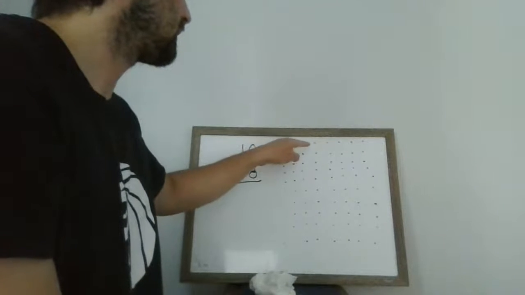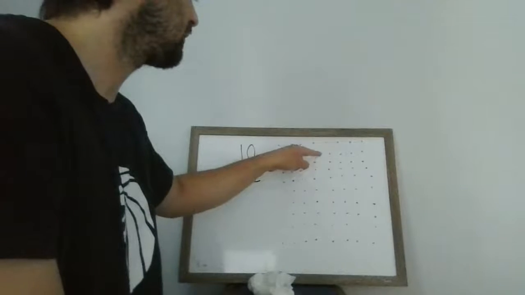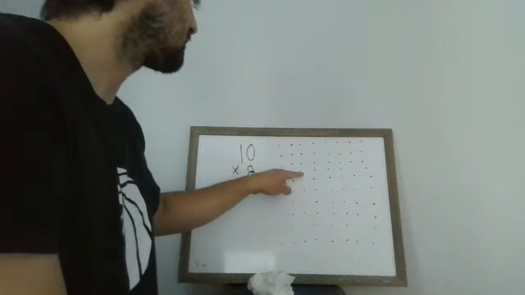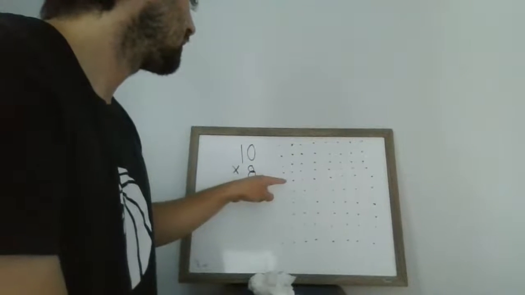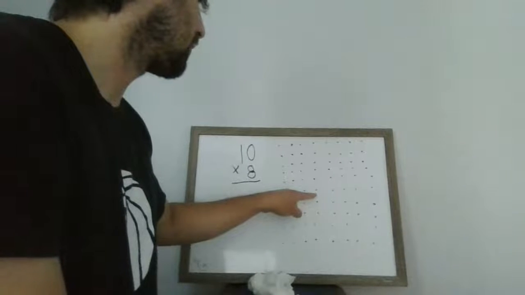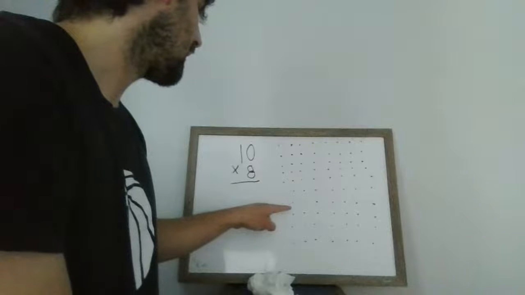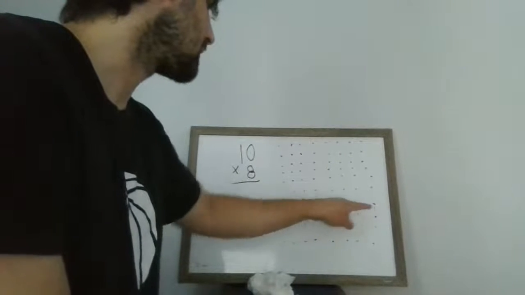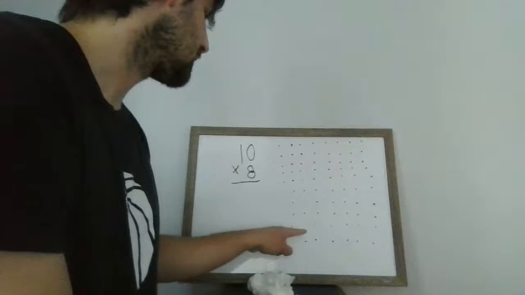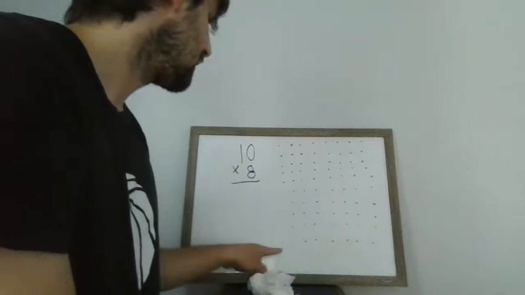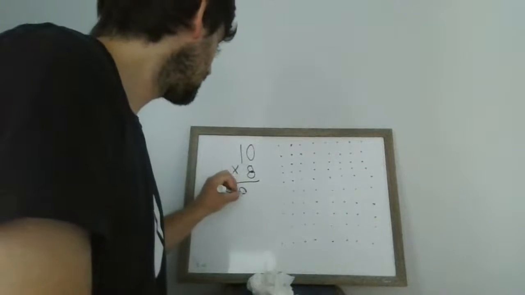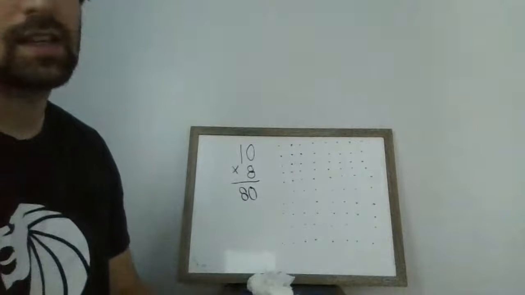have my answer. 1, 2, 3, 4, 5, 6, 7, 8, 9, 10, 11, 12, 13, 14, 15, 16, 17, 18, 19, 20, 21, 22, 23, 24, 25, 26, 27, 28, 29, 30, 31, 32, 33, 34, 35, 36, 37, 38, 39, 40, 41, 42, 43, 44, 45, 46, 47, 48, 49, 50, 51, 52, 53, 54, 55, 56, 57, 58, 59, 60, 61, 62, 63, 64, 65, 66, 67, 68, 69, 70, 71, 72, 73, 74, 75, 76, 77, 78, 79, 80. Sometimes 80 is 80.